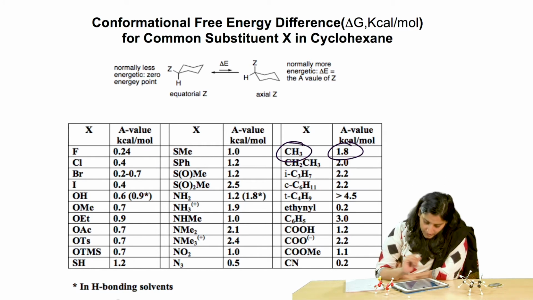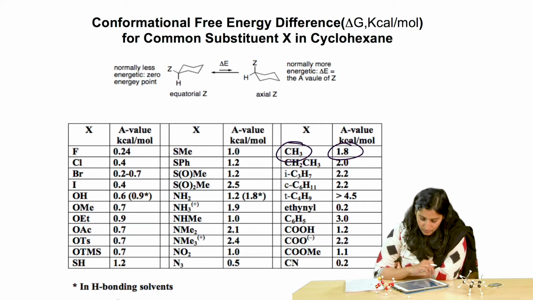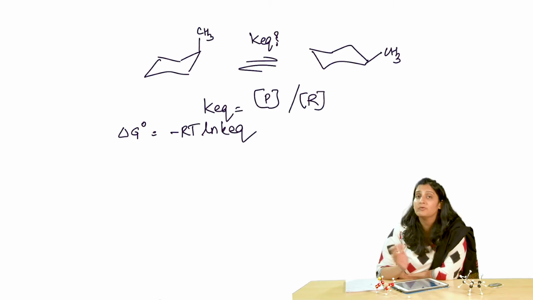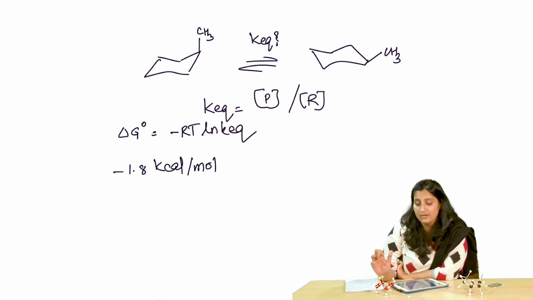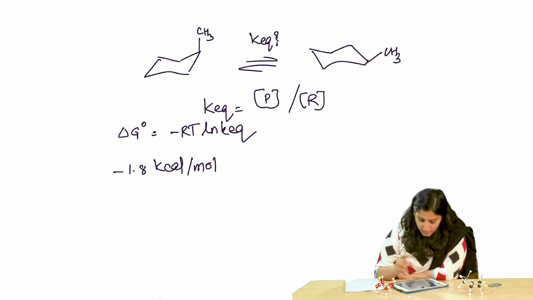Okay. So, in my equation I am going from an axial to equatorial. So, in my calculation I am going to use it in the negative form. So, minus 1.8 kilocalories per mole, right, because we are looking at the process going from axial to equatorial.